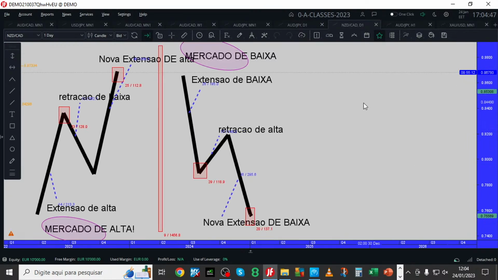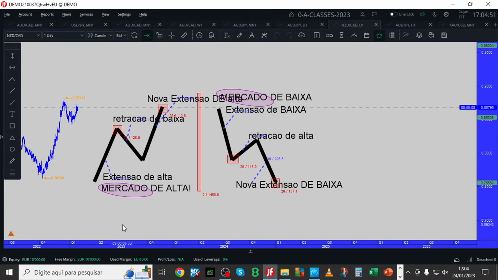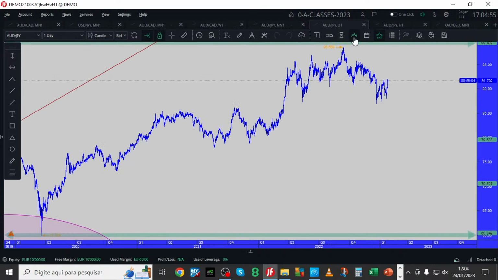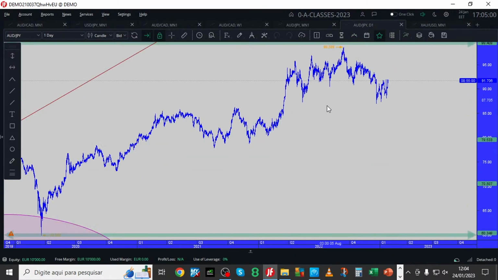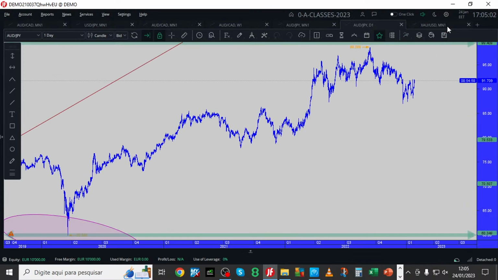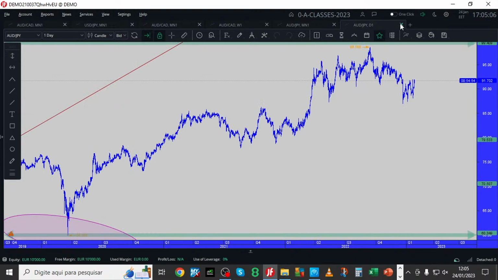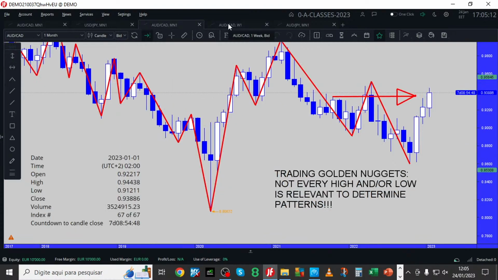Oh, there you go. This is in Portuguese, everybody, don't bother. Okay, so out. AUD/JPY 1 hour chart. Out. Gold monthly out, AUD/JPY daily chart out, monthly, AUD/CAD weekly. Okay, so we have AUD/CAD weekly.